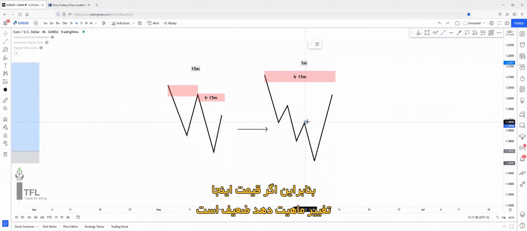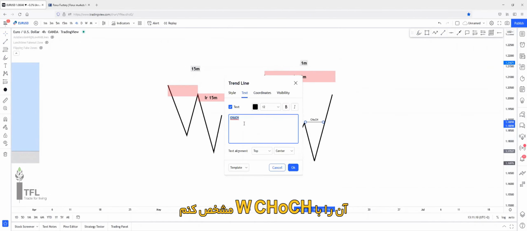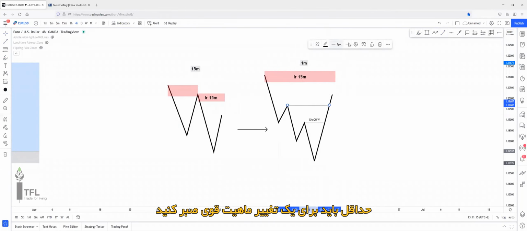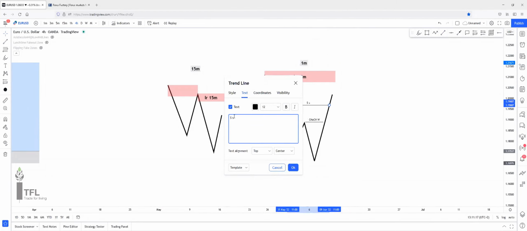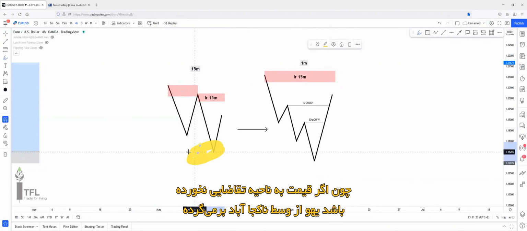So if price creates a change of character right here, this will be a weak change of character. Let me just mark it: change of character weak. And this will be a strong change of character. You have to wait for at least a strong change of character. You can't open a position based on the weak change of character, because price has reversed in the middle of nowhere, right? There was literally no demand tap.